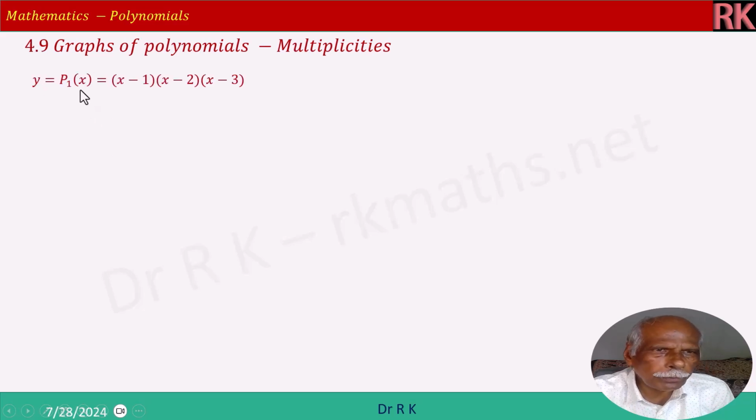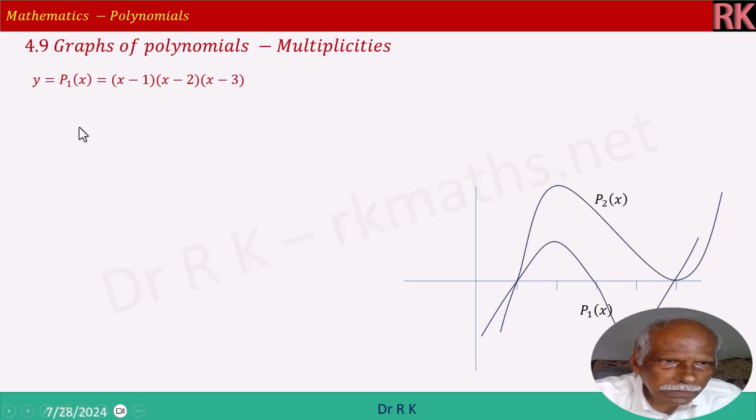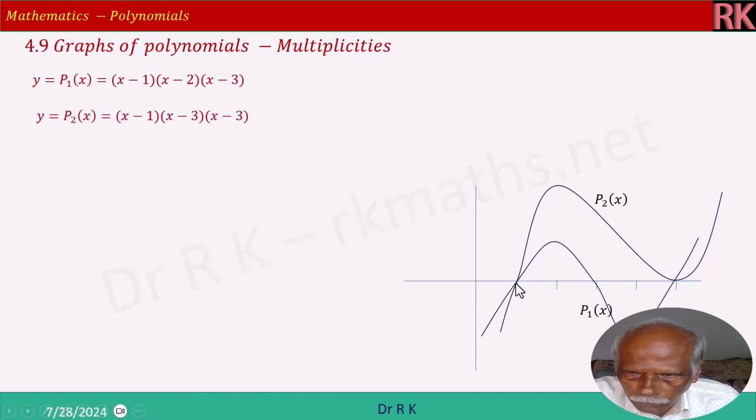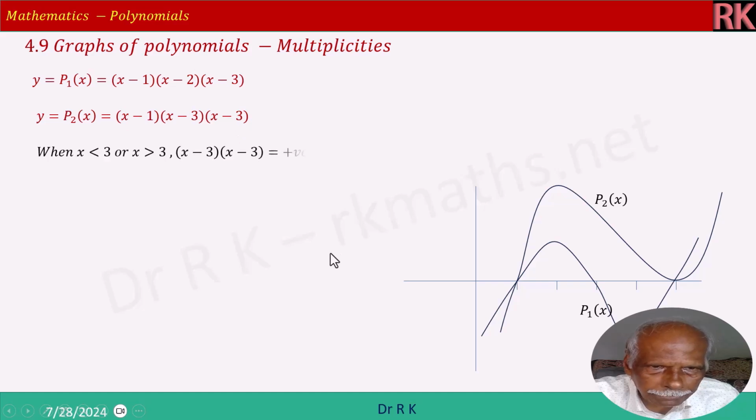Y equals P1(x) equals (x minus 1)(x minus 2)(x minus 3). Therefore no multiplicity here. Another function we will see. So P1 is known here. 3 zeros are there: 1, 2 and 3. Here P2(x) is (x minus 1)(x minus 3)(x minus 3). Therefore the multiplicity is 2 at 3. When x is less than 3 or greater than 3, (x minus 3)(x minus 3) is positive. Therefore quadratic behavior. For P2(x), this is always positive.